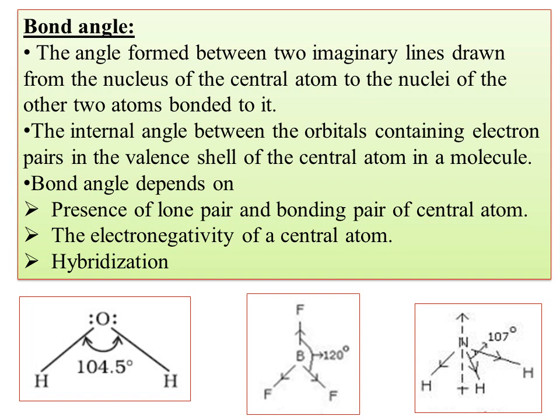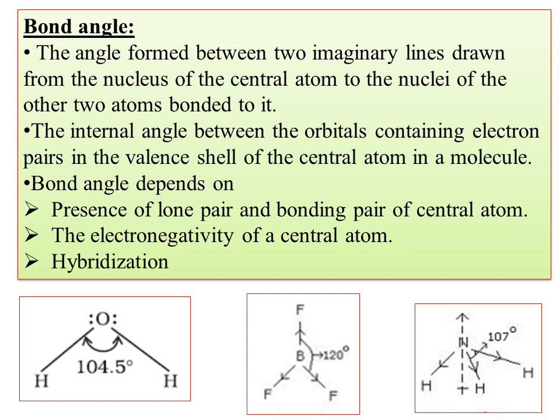The second parameter we generally come across in an organic molecule is bond angle. This is the one which decides the shape or geometry of the molecule. It is the angle formed between the two imaginary lines drawn from the nucleus of the central atom to the nuclei of the two other atoms bonded to it. The internal angle between the orbitals containing electron pairs in the valence shell of a central atom in a molecule, that we call the bond angle.